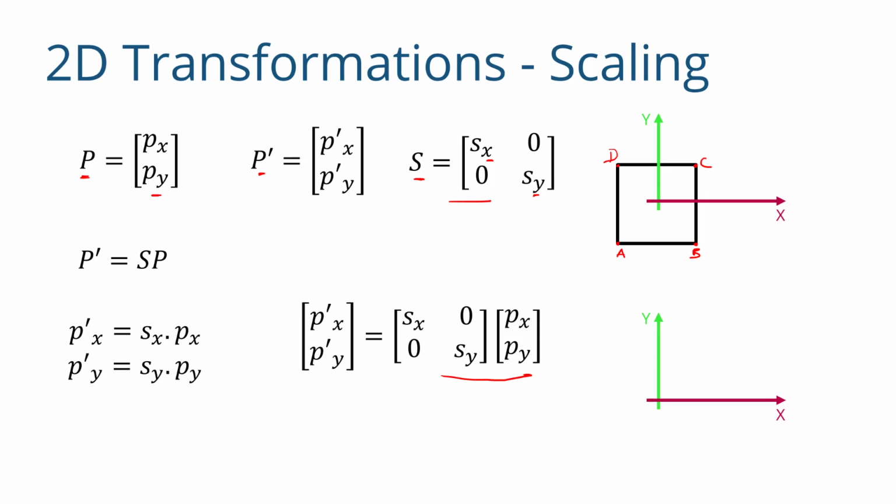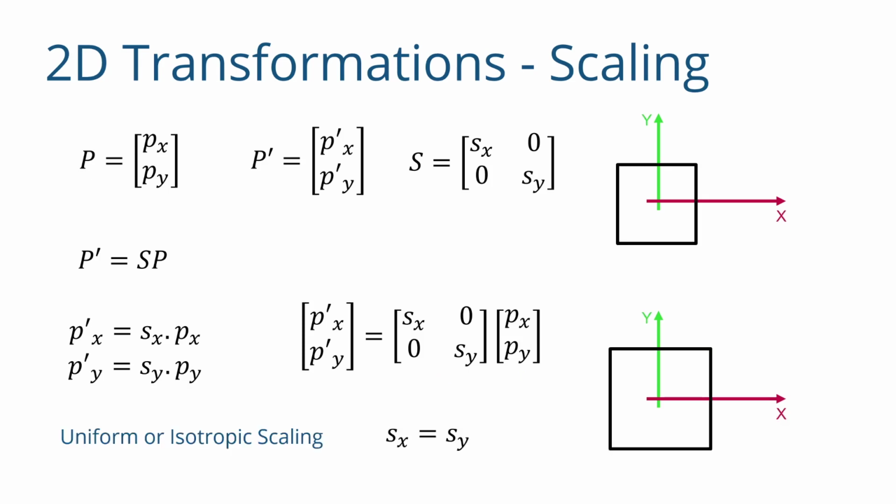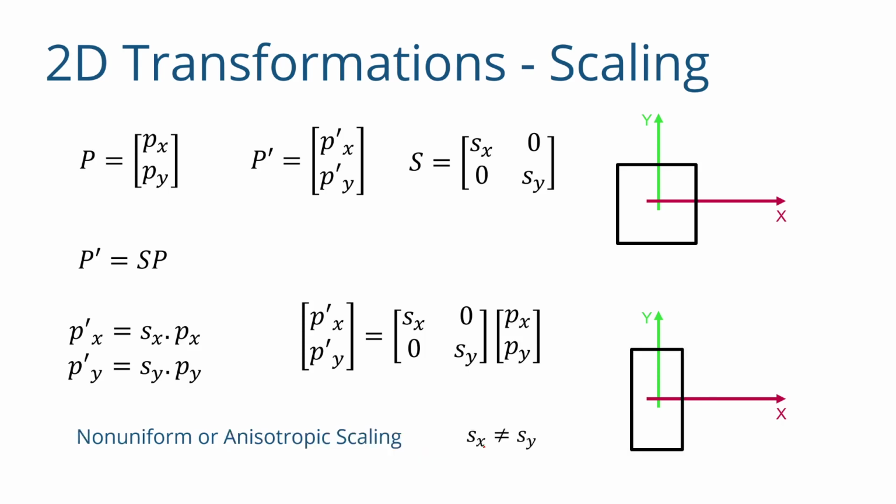Now, depending upon Sx and Sy, different things happen to the square. If Sx is equal to Sy, you get what is known as uniform or isotropic scaling. That means the scaling in the x direction and the y direction is the same. So a unit square might become a bigger square, but it will stay a square if you apply uniform or isotropic scaling. However, if Sx is not equal to Sy, then a square can change into a rectangle, and in such a case, the transformation is known as non-uniform or anisotropic scaling.